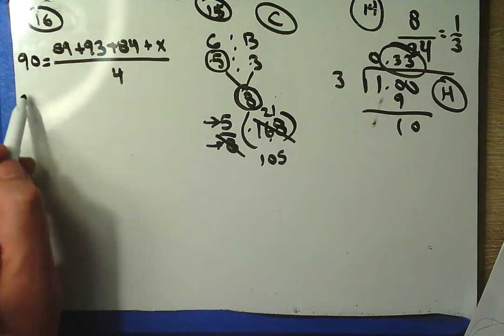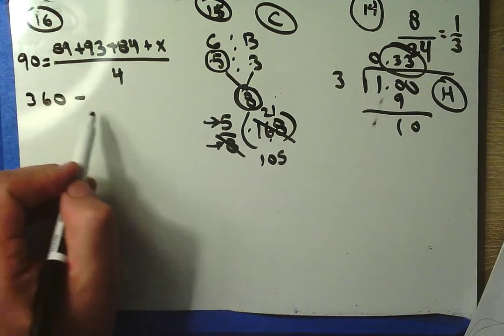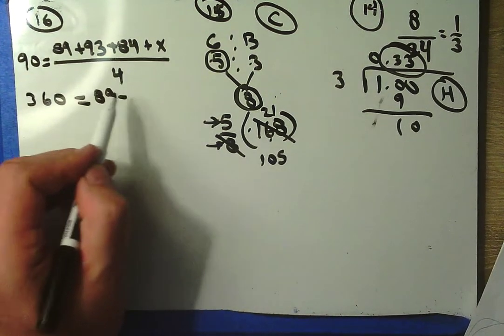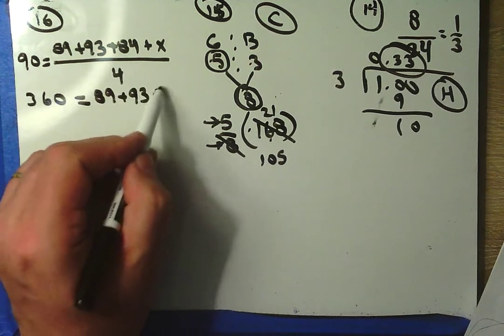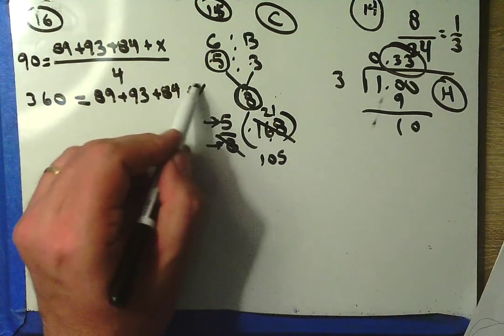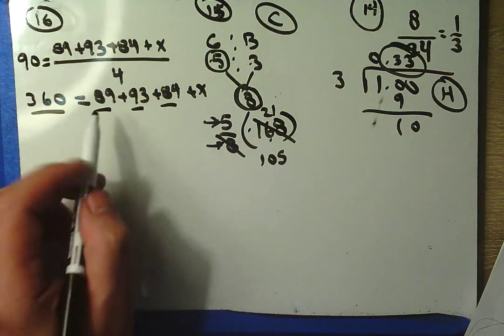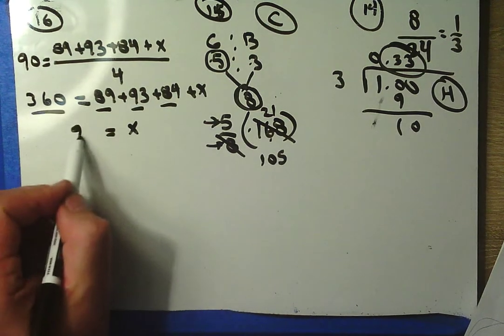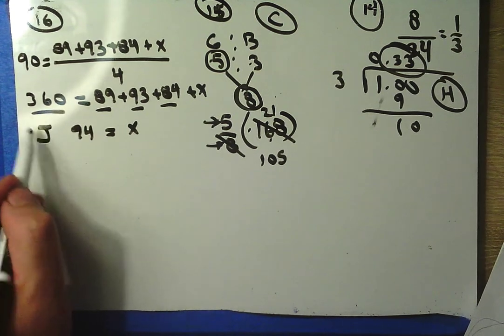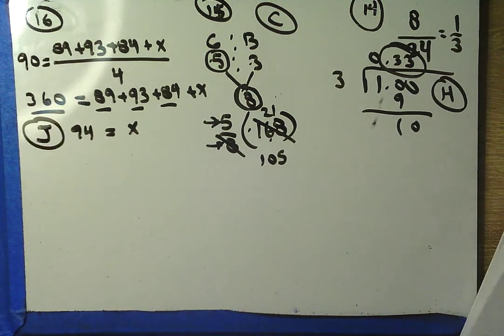We're going to multiply both sides by 4. 360 equals 89 plus 93 plus 84 plus x. And when I subtract each of these from 360, I get x equals 94, and so J is my answer for number 16.